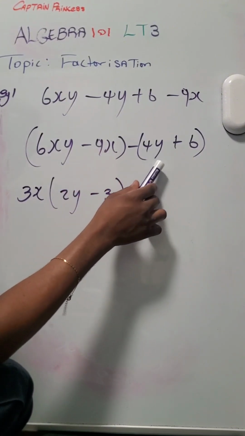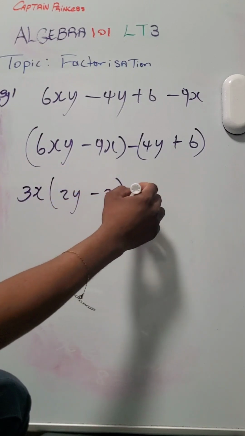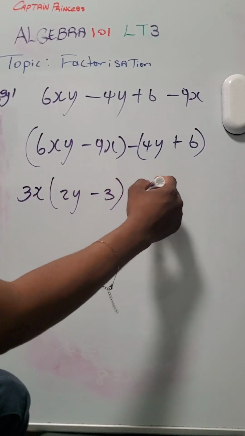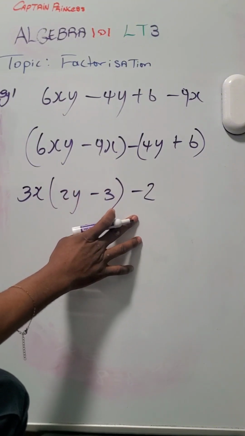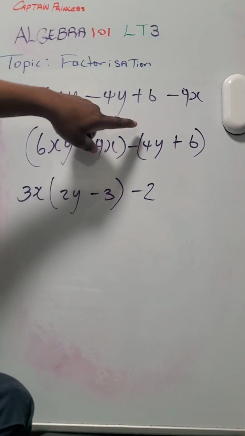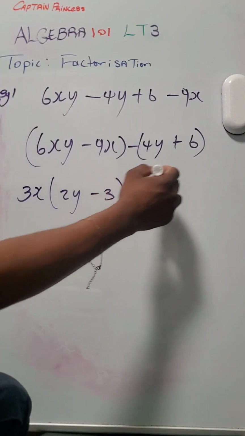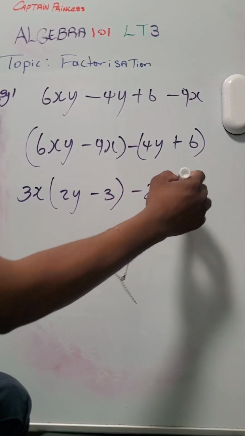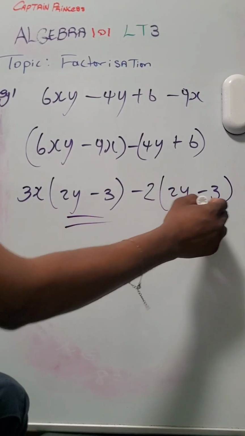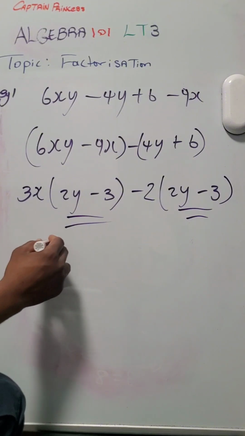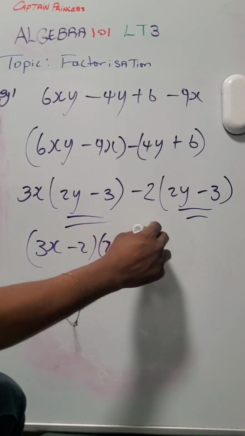And then for this, we can factor out a minus 2, right? If the minus 2 is factored out, remember, because the bracket is here, this minus sign belongs to the minus 4. So we factor out this, we end up with 2y minus 3. Now both brackets are the same, so we have 3x minus 2 and 2y minus 3.